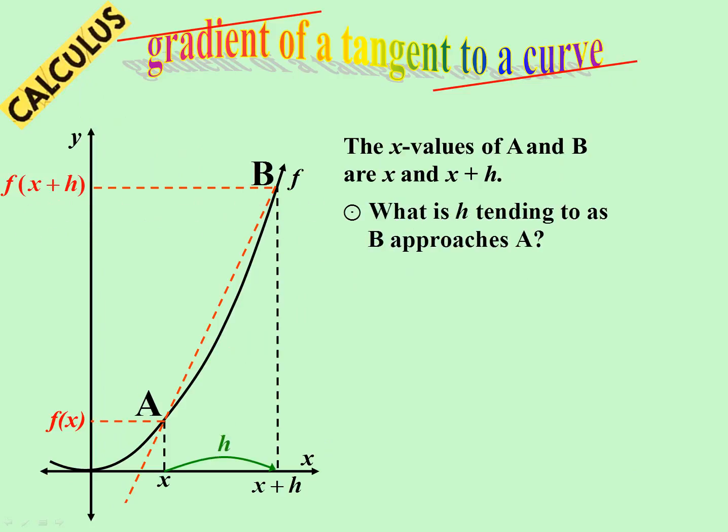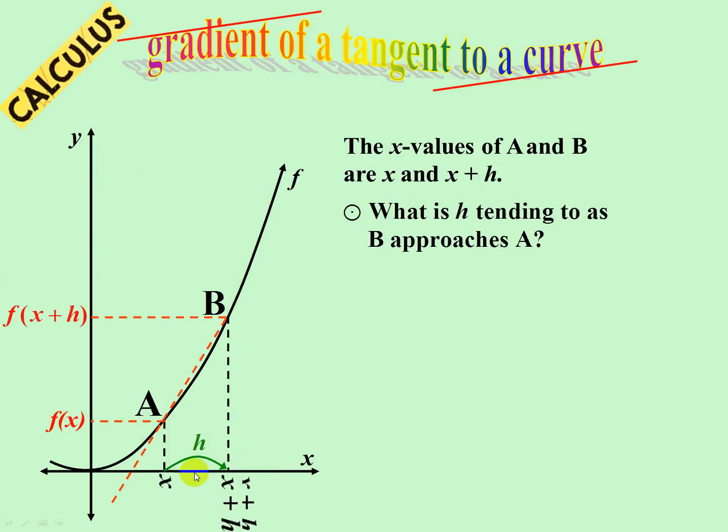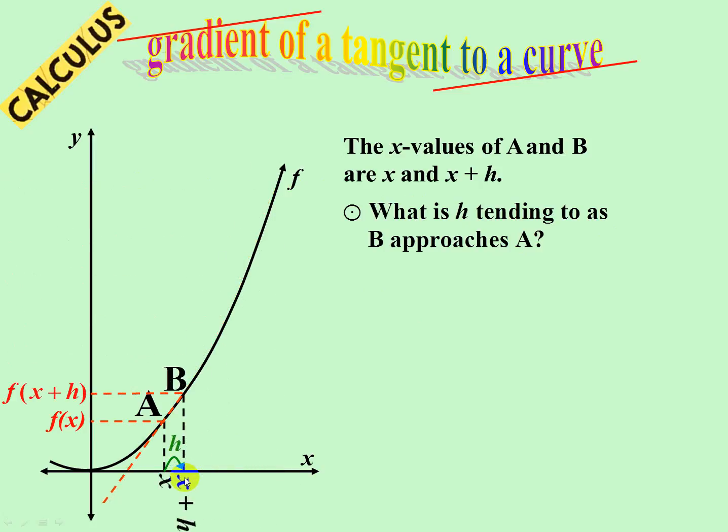In average gradient, we spoke about two points A and B on the line y equals f of x. When we have x, then the y value is f of x. When we have x plus h, a distance of h away, we have f of x plus h. Now, what's going to happen as B approaches A? What's going to happen to h? h is getting closer and closer to 0.